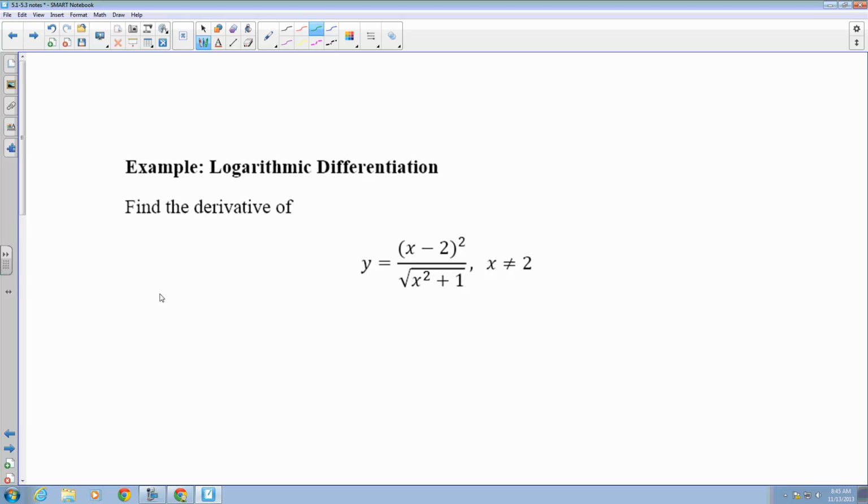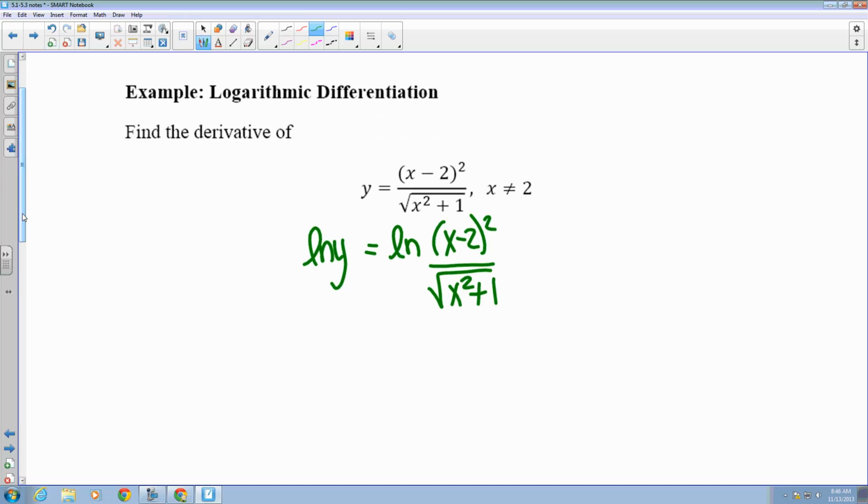Find the derivative of y equals x minus 2 squared over the square root of x squared plus 1. So this is called logarithmic differentiation. If there's really no pleasant way to take the derivative of this, one way that you can do it is taking the natural log of both sides. Then we're going to have to do implicit differentiation and take the derivative of both sides. Before we do that, I think we should probably simplify that right term.